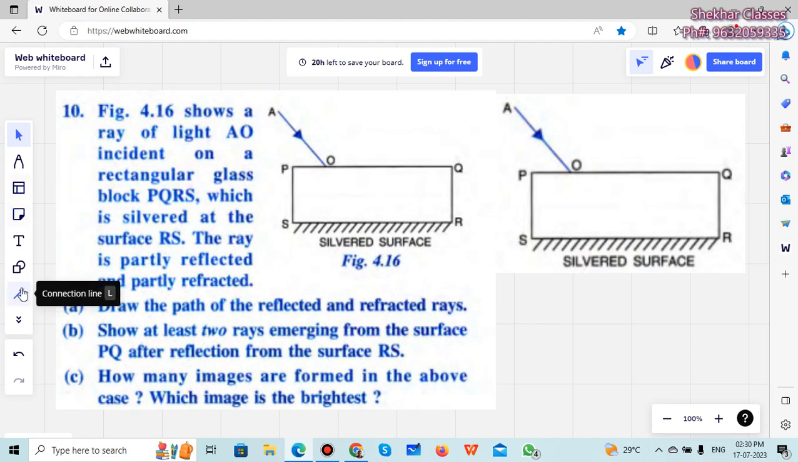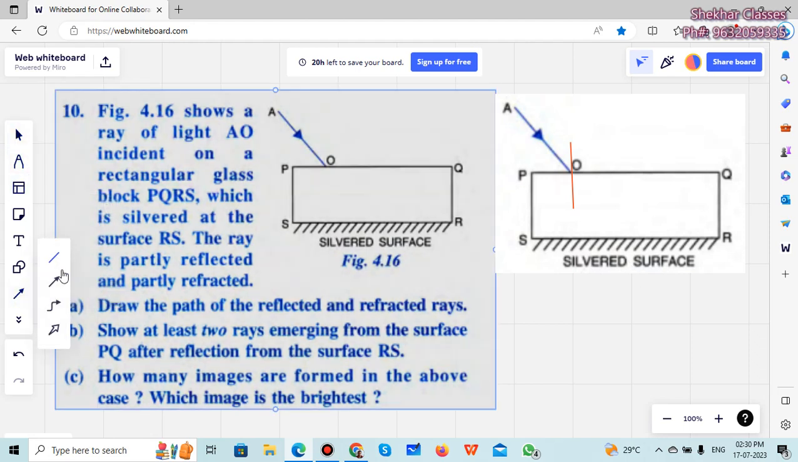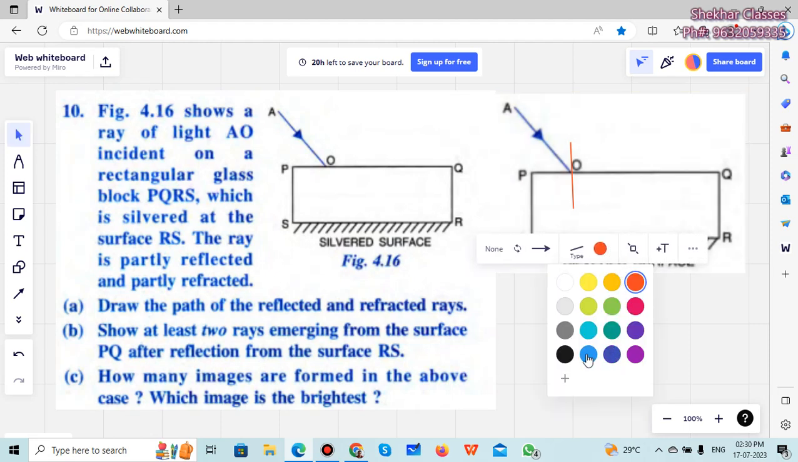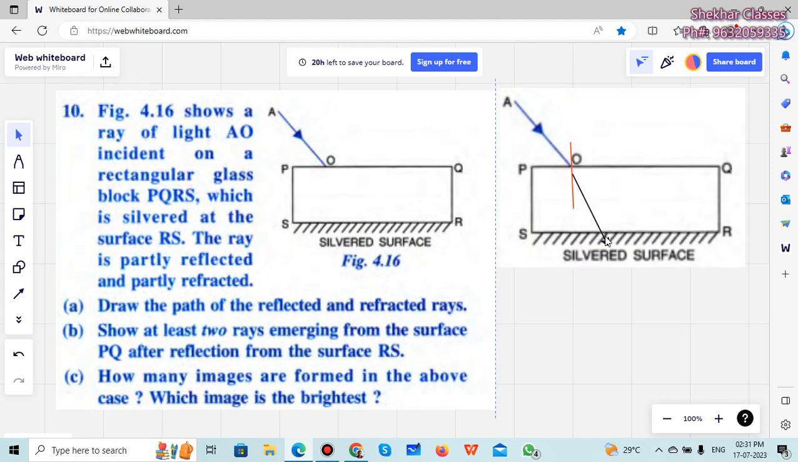So let's first draw this. We'll draw the normal first. Okay, I have drawn the normal here. Then the ray of light which comes will refract. It's a denser medium, so it will refract and come like this, okay.